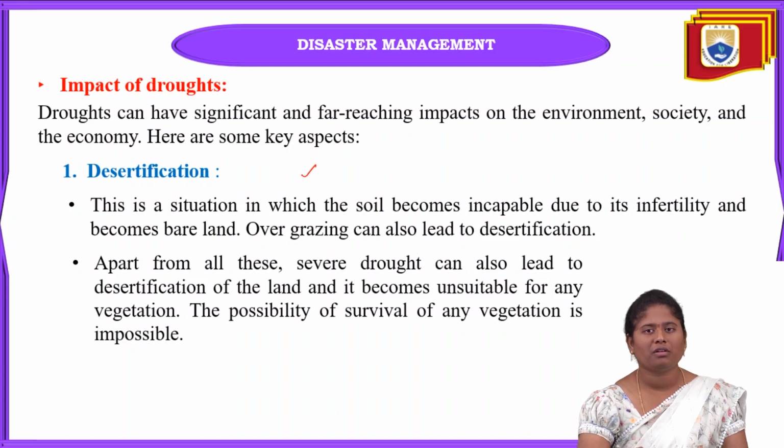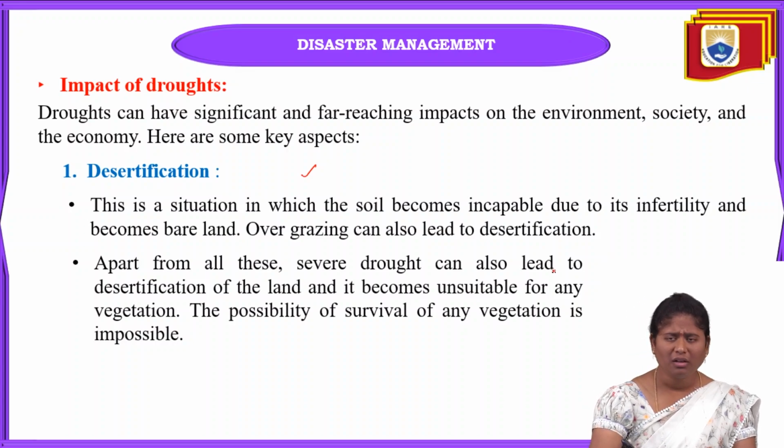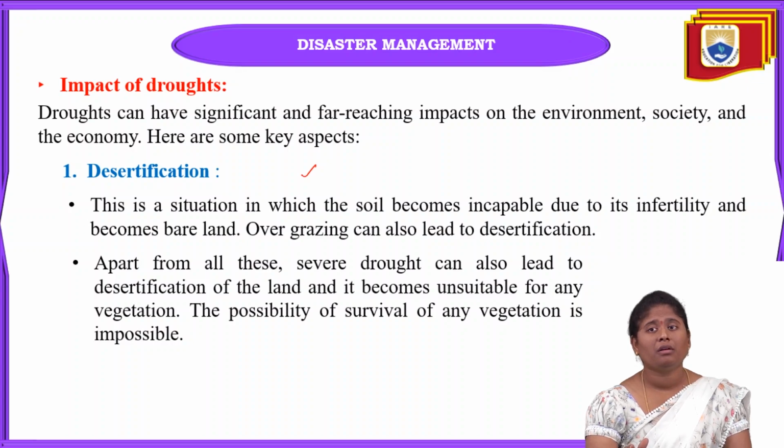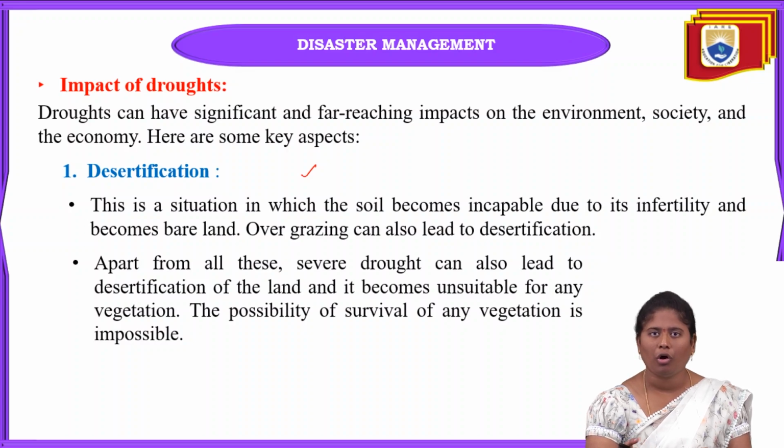If the soil loses its fertility, what will happen? We are going to lose the vegetation, which is useful for humans as well as animals. Animals eat small plants and the fruits that grow from those plants. Likewise, because of desertification, there will be a great loss for humans and animals. If severe droughts occur, desertification occurs and the land becomes unsuitable, with no vegetation. Any type of vegetation is impossible in that area because of the lack of water.